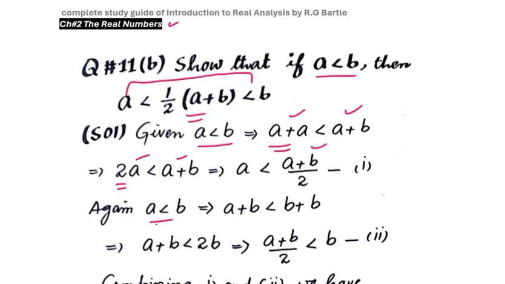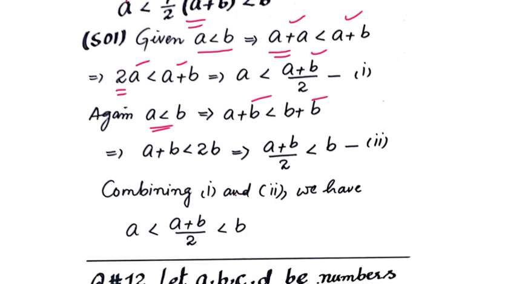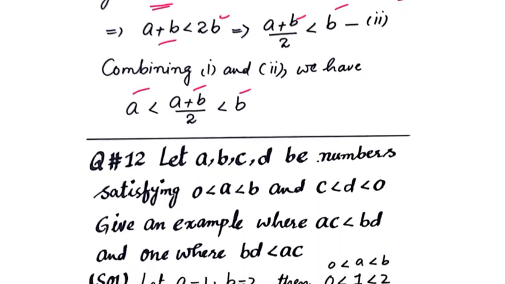Again consider this inequality a less than b. Now adding b on both sides, this gives a plus b less than 2b. This implies (a plus b) over 2 less than b. Combining 1 and 2, we have a less than (a plus b) over 2 less than b. So the arithmetic mean of two real numbers always lies between those numbers.